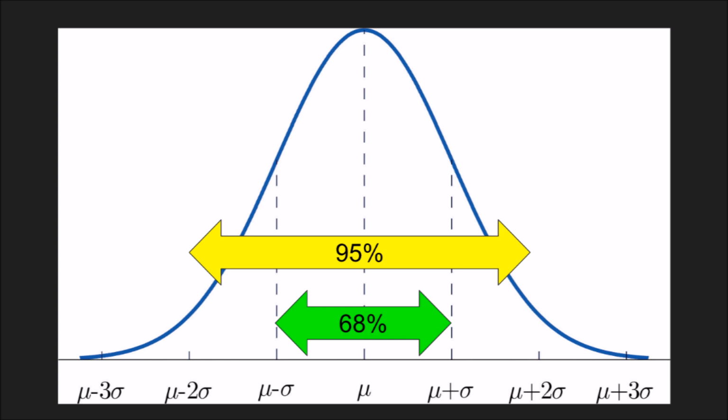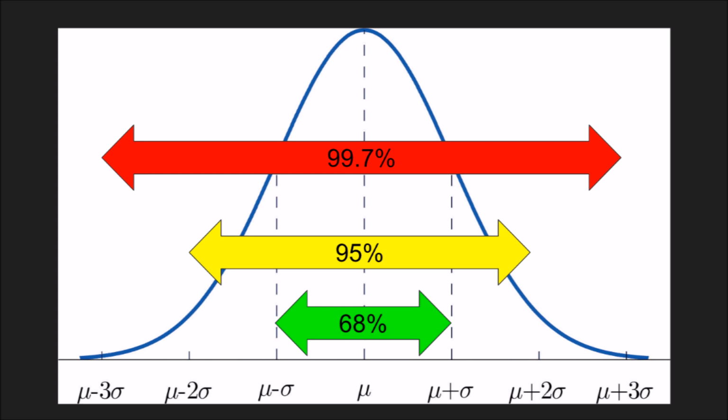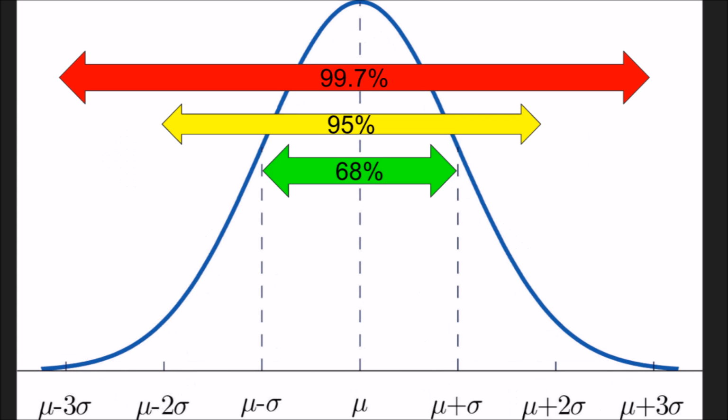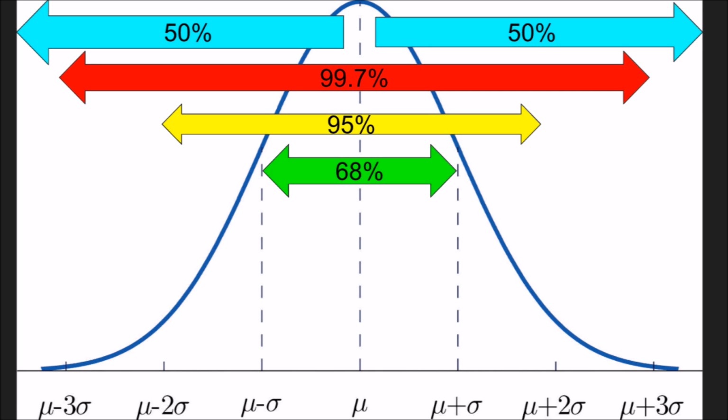95% is within 2 standard deviations, and 99.7% is within 3. So, more than half is within 1 standard deviation. Most is within 2, and pretty much all is within 3. Anything beyond 3 is special, and very unlikely. Also, the graph is bisected by mu, so, again, half of the data is above and half below.